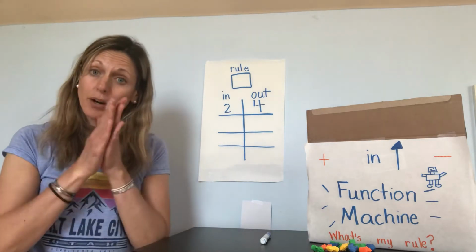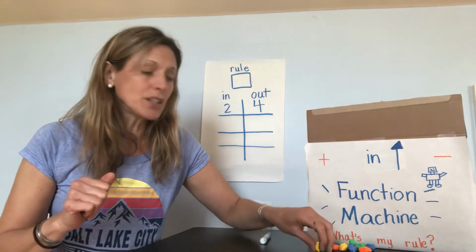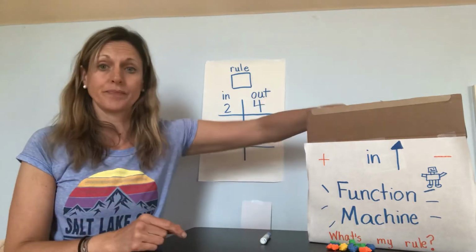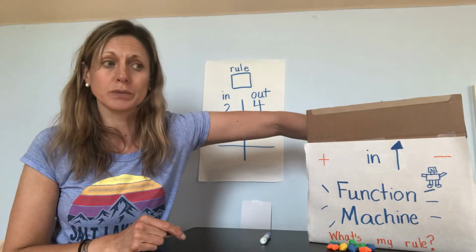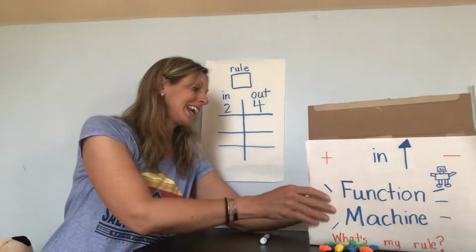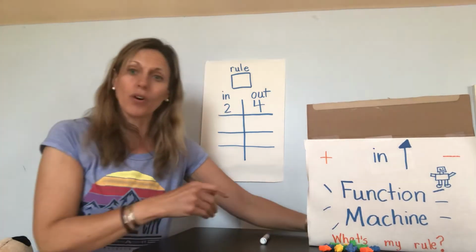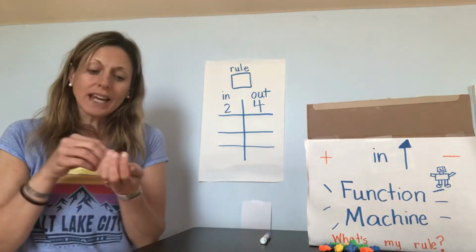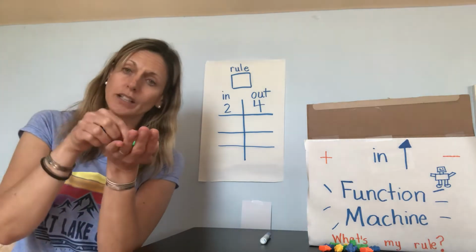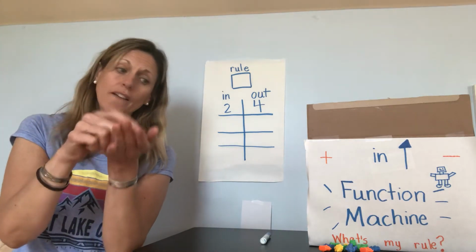All right, here we go, we're gonna start. I am going to put in 2 bears into the function machine. In they go, boom, boom, boom, mix, mix, mix, turn, turn, turn, and let's see what came out. Out came 4 bears. 1, 2, 3, 4.